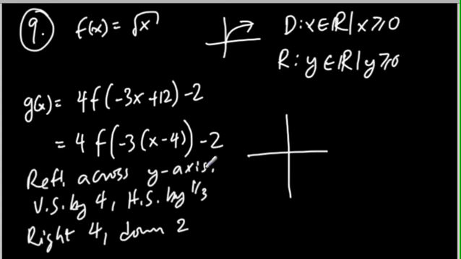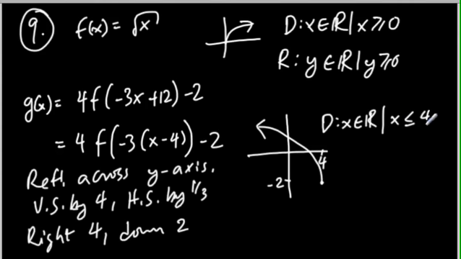And let's see what this looks like. So reflection across the y-axis would normally look like that. The stretches just change the shape, so it would still be in the same direction. Right 4, down 2. So this is where it is, and it would simply go in that direction. So here's the domain: x is an element of reals, x is less than or equal to 4. The range is y is an element of reals, y is greater than or equal to -2.